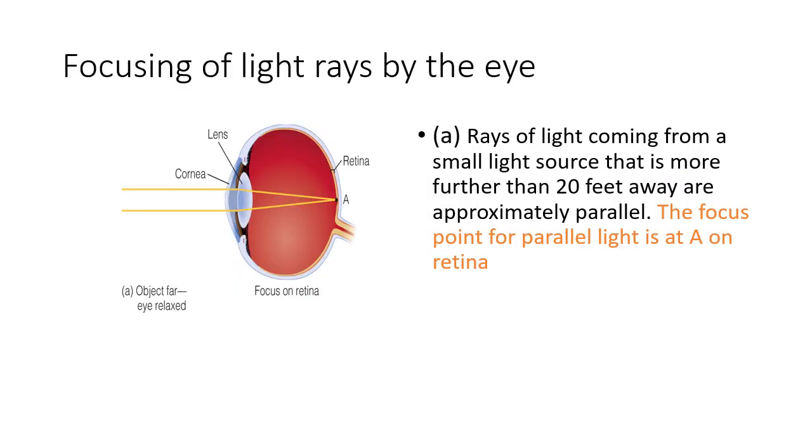So we will see how the focusing of light rays occurs in the eye. In this picture we are seeing the rays, the object is far, so parallel rays are coming from a far away distance. We have taken it as more than 6 meters. So rays of light coming from a small light source that is further than 20 feet away are approximately parallel. So the focus point for parallel light is at A on the retina. In this picture it is shown that the parallel rays are focusing on a point, that is A. The eye is slightly hypermetropic according to the picture.